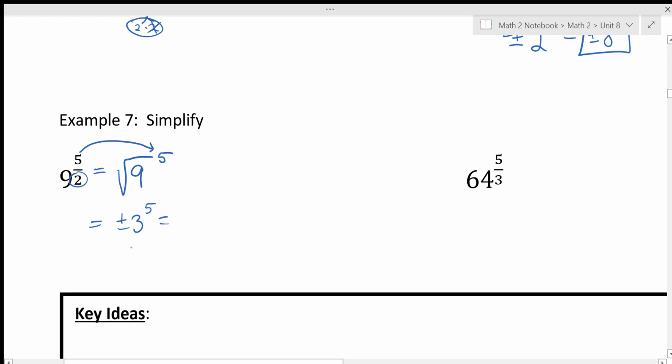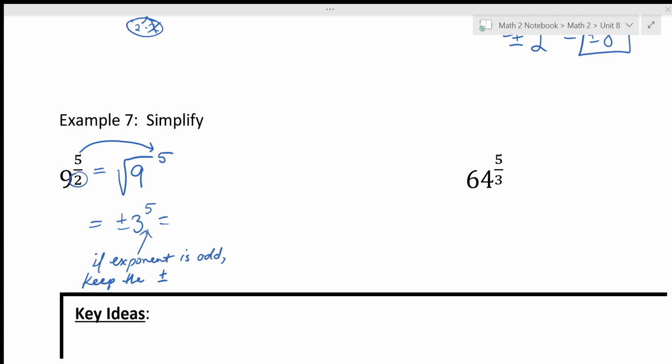If the exponent is odd, keep the plus or minus. So 3 to the 5th power is 243. And because that 5 is odd, we're going to keep that plus or minus in front.